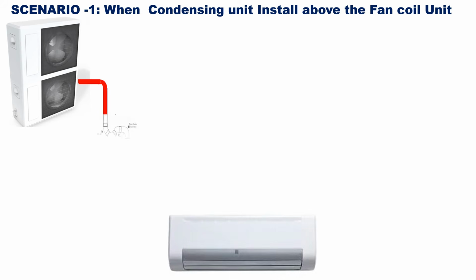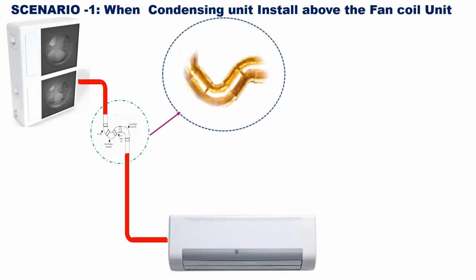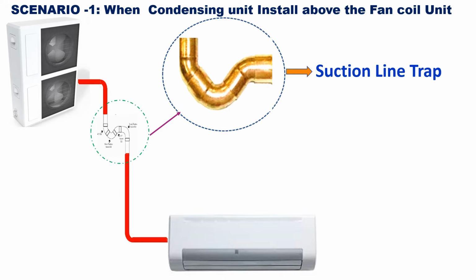First, about how to size the suction line oil trap. High suction line risers will inevitably lead to compressor lubrication problems if provision for oil return is not made. When the compressor is located above the evaporator, an oil trap must be installed.